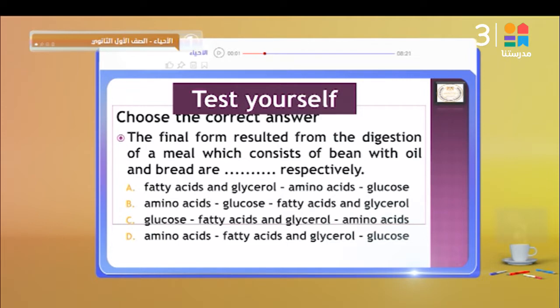Amino acid, glucose, fatty acid and glycerol, not. Why? Beans, amino acid, right. Oils, glucose, no, wrong. Fatty acid and glycerol in the bread, wrong. So the best answer is D. Amino acids are found in the beans, fatty acids in oils, and glucose is found in the bread.